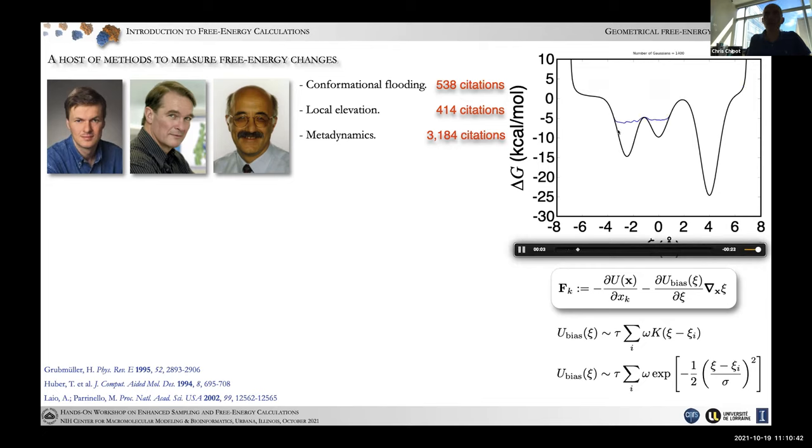You add little Gaussians to flood the valleys of your free energy landscape until essentially you have a flat free energy landscape on which your system can diffuse freely. And since you keep track of the Gaussians that you add, you always know to which degree you have biased your system and are able to recover your unbiased free energy.